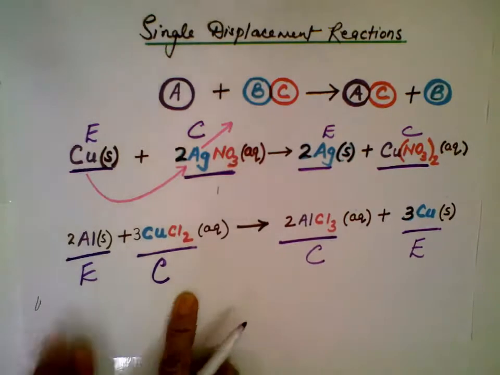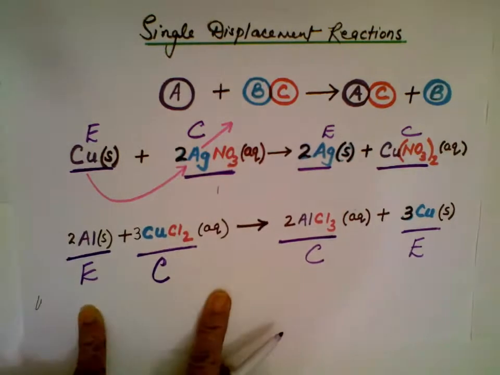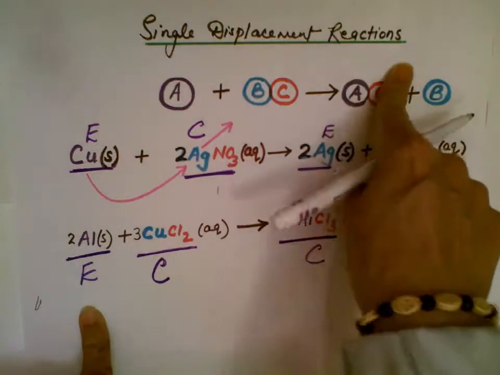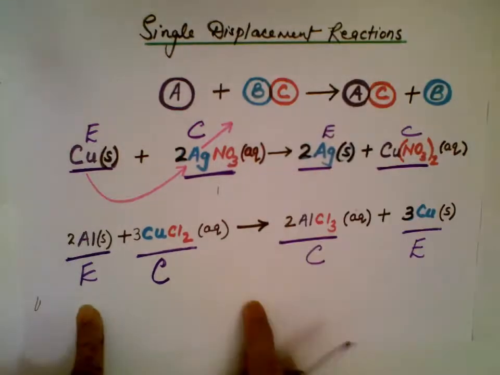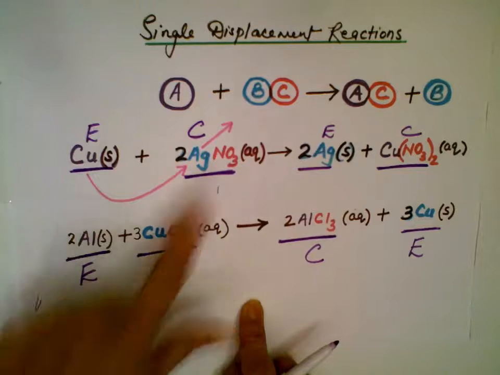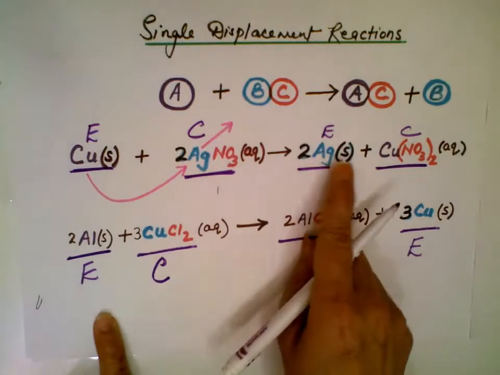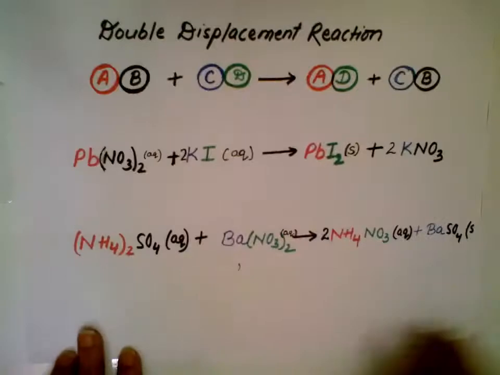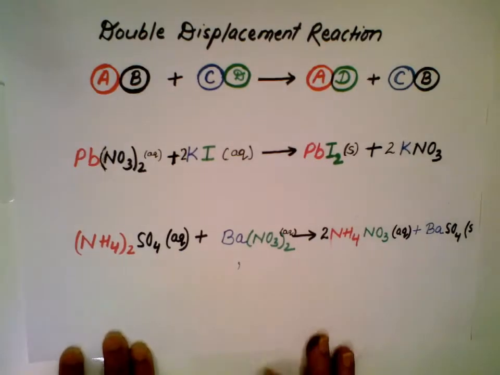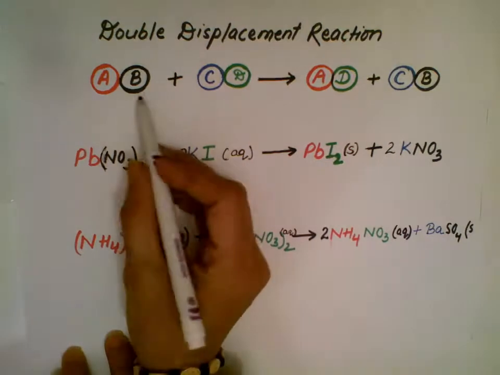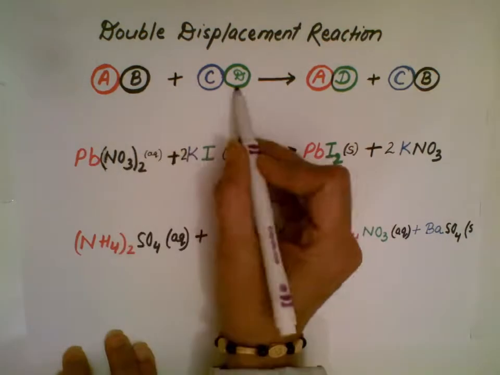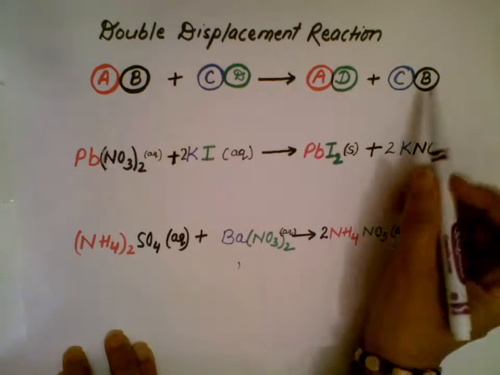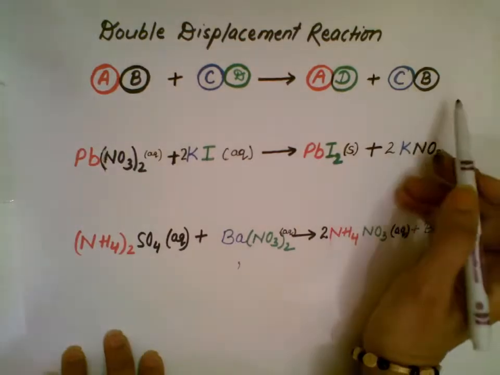What matters is, in order to identify the reaction as a single displacement, you have to look for an element and a compound on the reactant side, and an element and a compound on the product side. Let's do the double displacement reaction. In this reaction, you have AB, a compound, CD, another compound, AD, another compound, and CB, another compound.